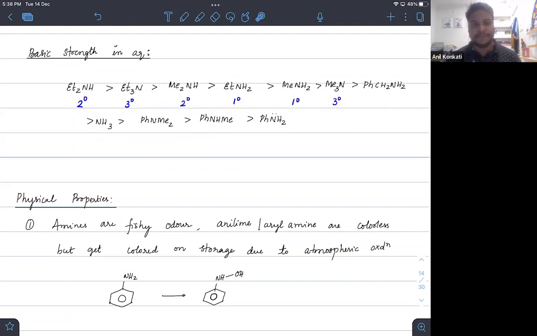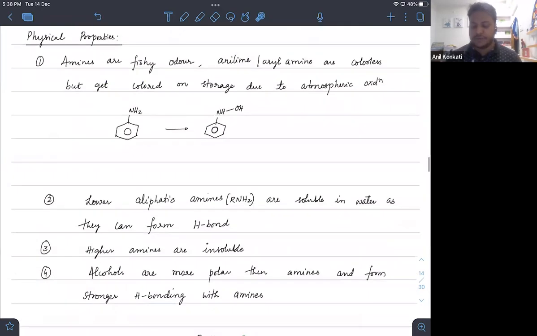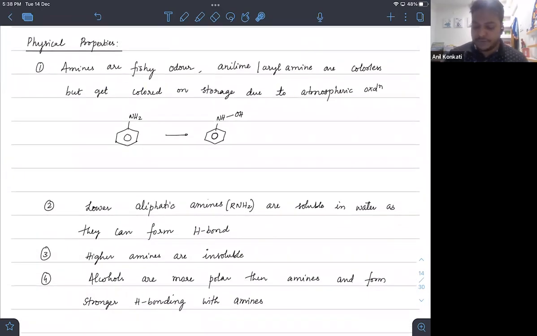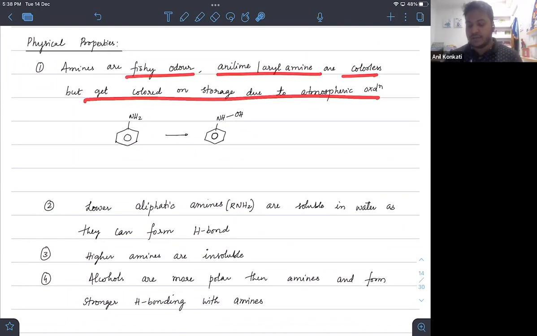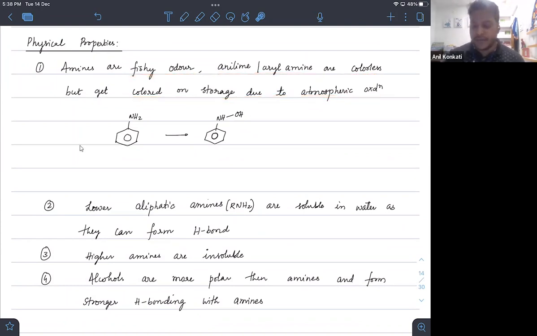Coming to the physical properties, amines have a fishy odor, and anilines, the aryl amines, are colorless, but they get colored on storage due to atmospheric oxidation. In case you have aniline and you expose it to O2 in light, usually it will get hydroxyaniline. Hydroxy groups, it is more like oxime, right? Any form of oxime will always be colored.